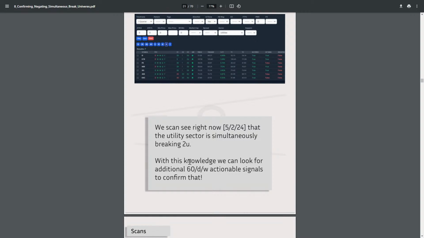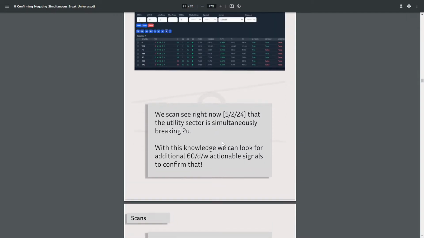And then with this knowledge, if we know that the day is in force, then we just know, hey, we didn't get the initial break, but we can still look for lower time frame actionable signals to reconfirm the 2 up day break. So this is a quarter. Oh, sorry.